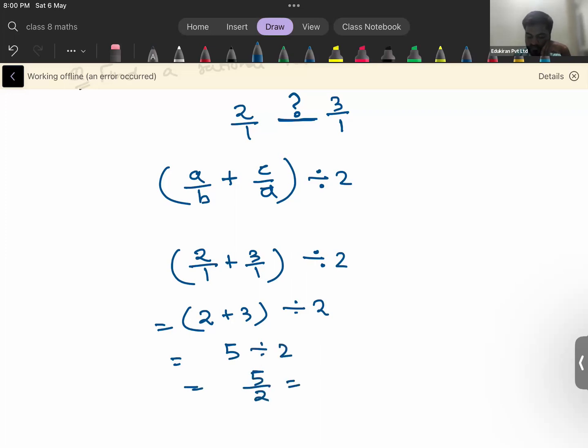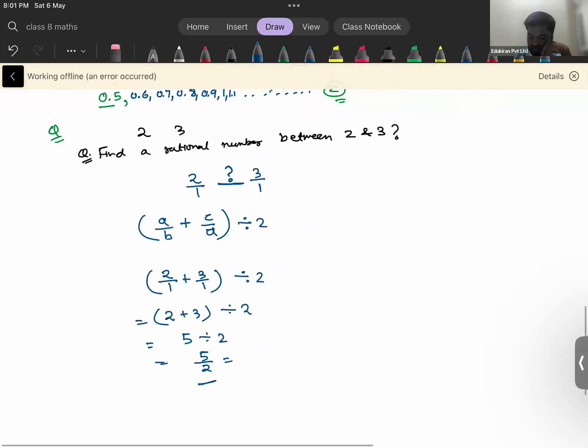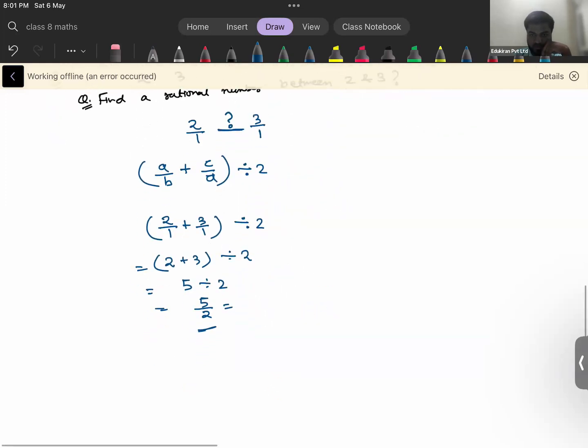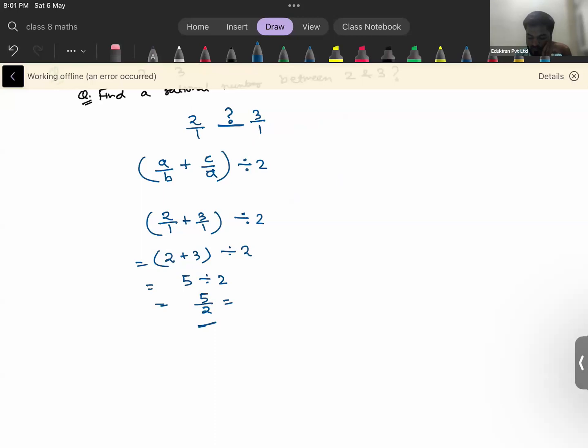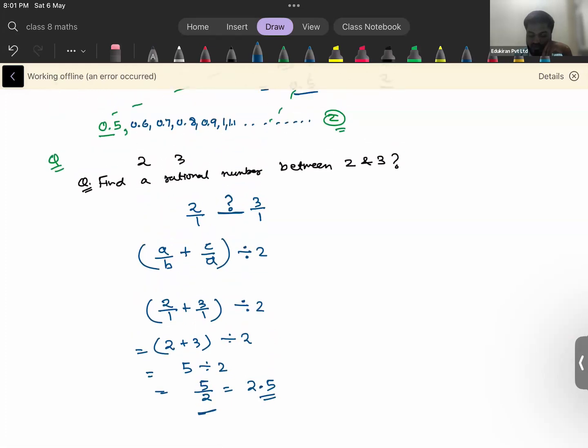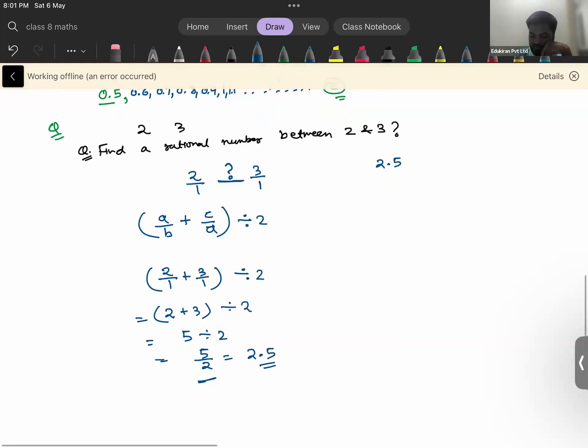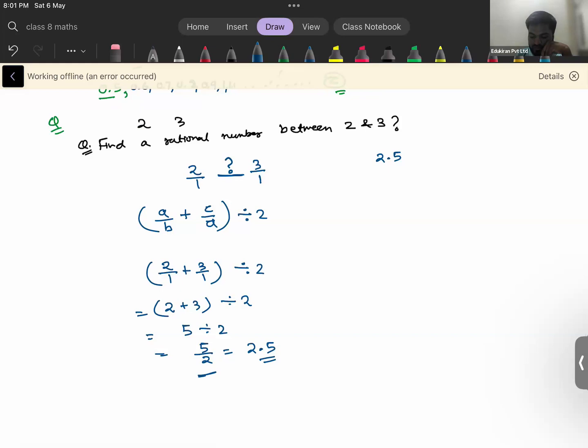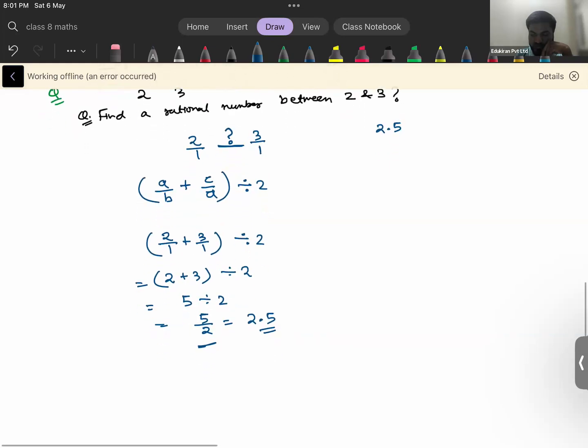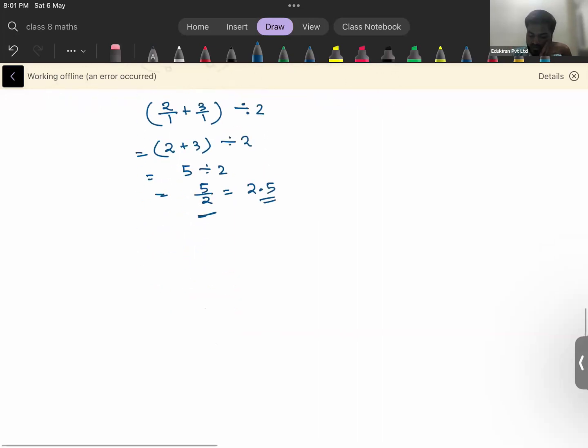And when you divide, this can be our answer, or we can write it in the decimal form also. So 5 upon 2 is 2.5. So the answer to our question is 2.5. Right. Yes, sir. We can solve one more question also. If you got the process, how do we find a rational number between two given rational numbers? Let's solve one more question as well.